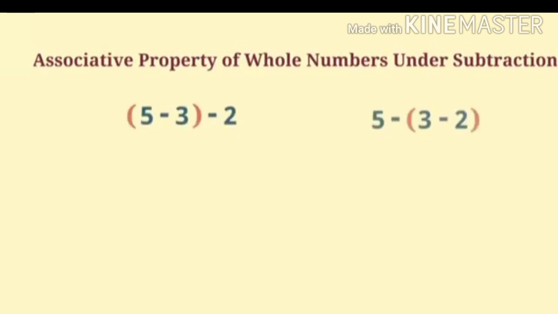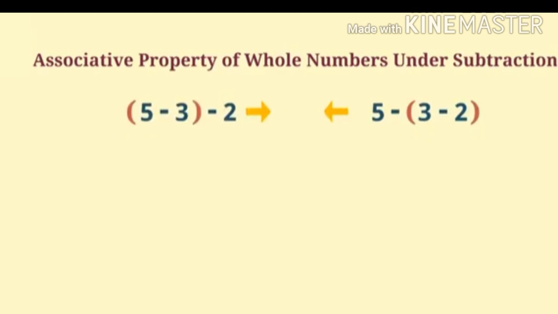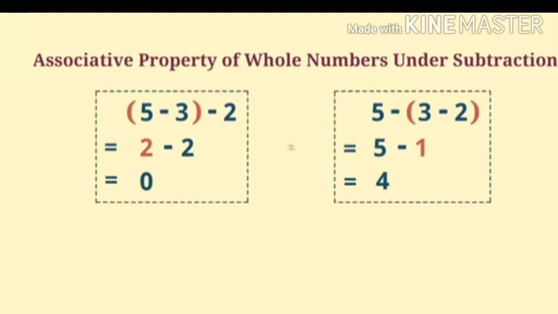Like addition, is subtraction of whole numbers also associative? Think for a while. If we group the numbers in this way, then first we will subtract 3 from 5 and then we will subtract 2 from the result. Therefore, the answer will be 0. However, if we group the numbers in this way, then the answer will be 4. The results in both cases are different.